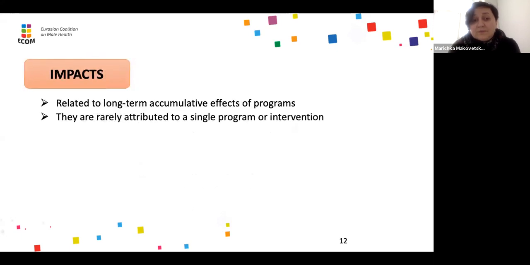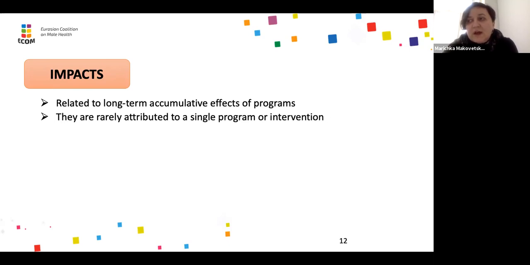And finally, impact. Impact at the final stage is the long-term cumulative effect of your program or project, and it is really attributed to a single program or intervention.